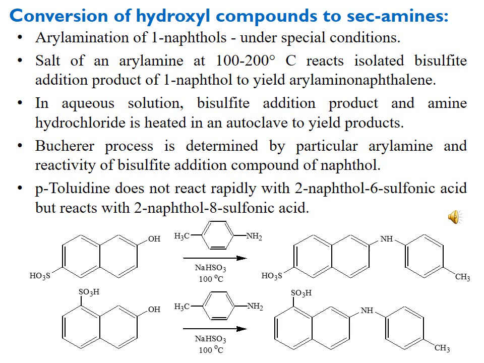Although we discussed in the last lecture that at 100 degree C 1-naphthol was not converted into the secondary amine, we have to use some tough conditions for the conversion of 1-naphthol into aryl amines as compared to that of beta naphthols. These conditions require the salt of an aryl amine at 100 to 200 degree C to react with 1-naphthol in the presence of bisulfite to form the product. An aqueous solution of bisulfite can also be used along with amine hydrochloride, and we have to use an autoclave for the conversion of this reactant.